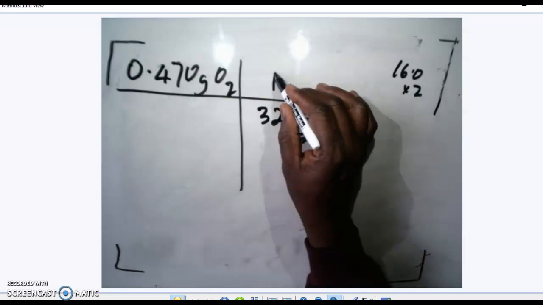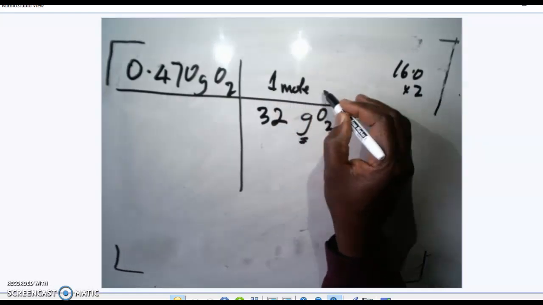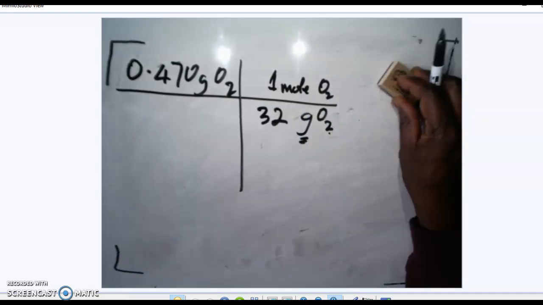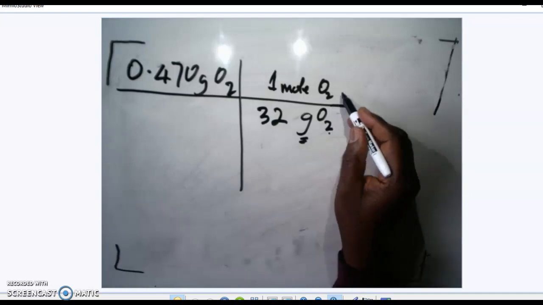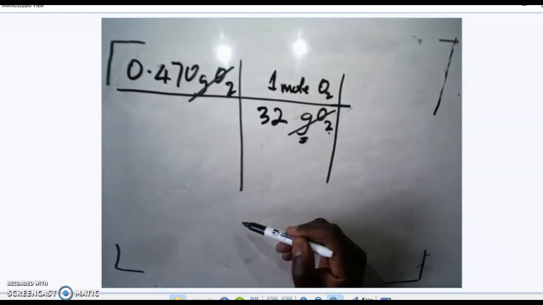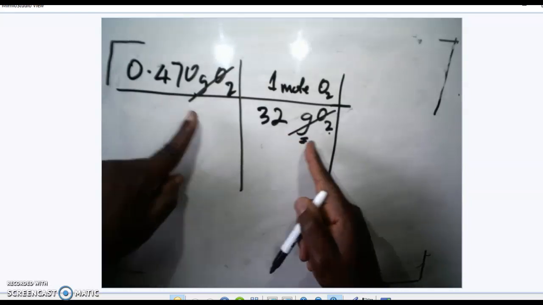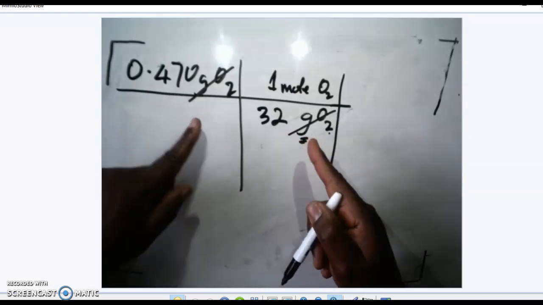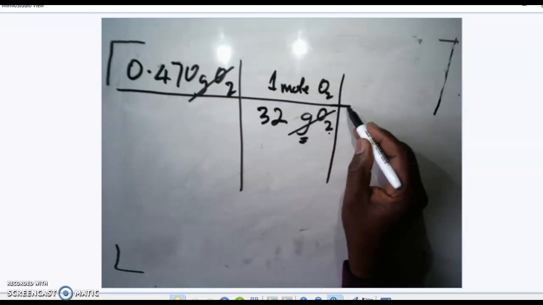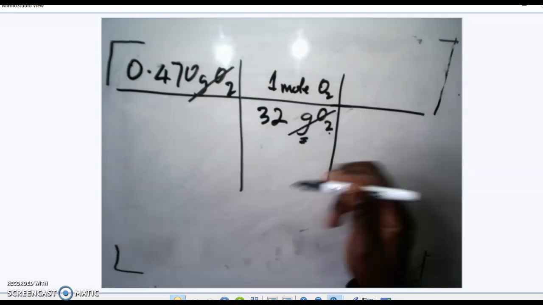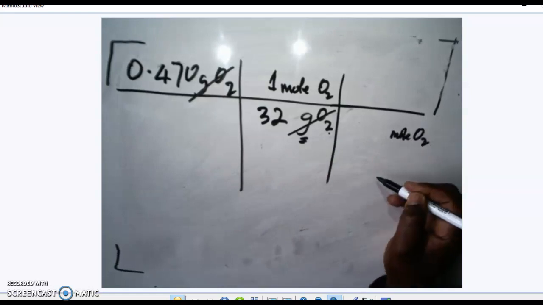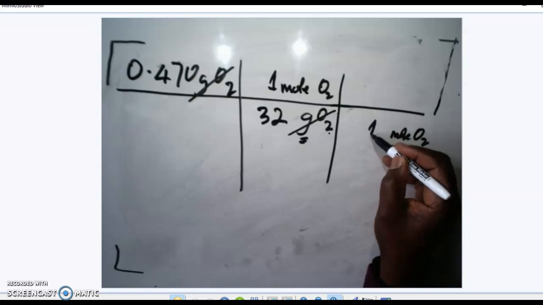So 1 mole of oxygen comes to the top. The grams of oxygen will cancel grams of oxygen. That is the essence of your unit. If you don't put a unit, you might not know what to put at the bottom. So you have mole of oxygen here. The same way you did this, just write mole of oxygen. And this is 1 mole.